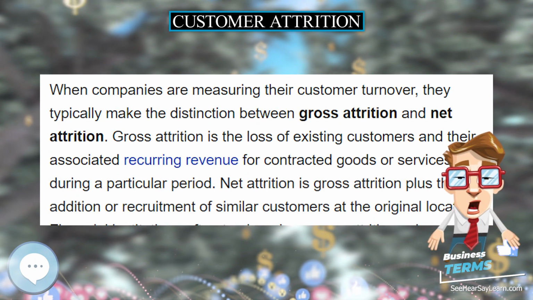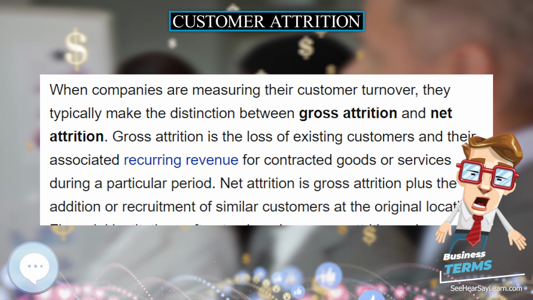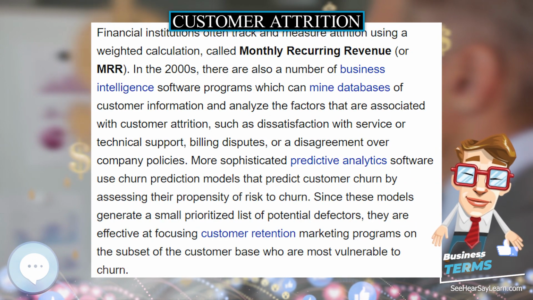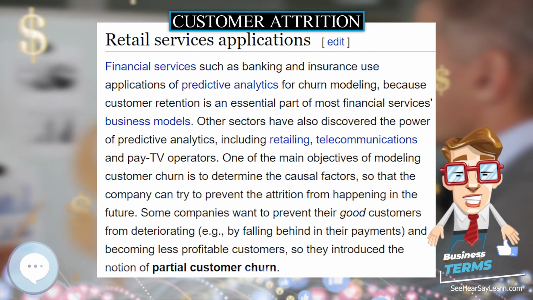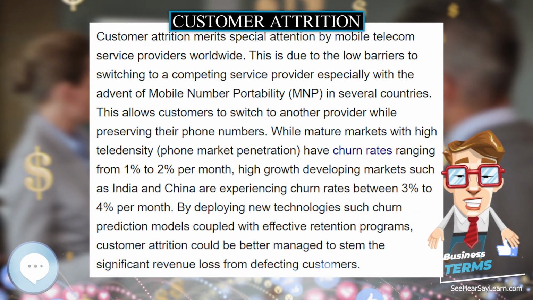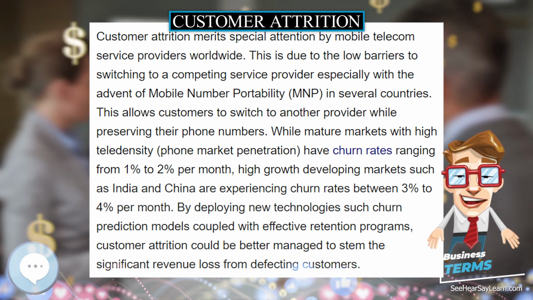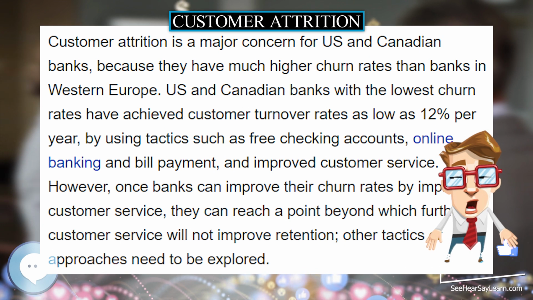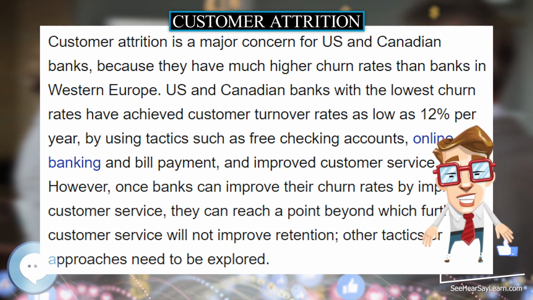When companies are measuring their customer turnover, they typically make the distinction between gross attrition and net attrition. Gross attrition is the loss of existing customers and their associated recurring revenue for contracted goods or services during a particular period. Net attrition is gross attrition plus the addition or recruitment of similar customers at the original location.